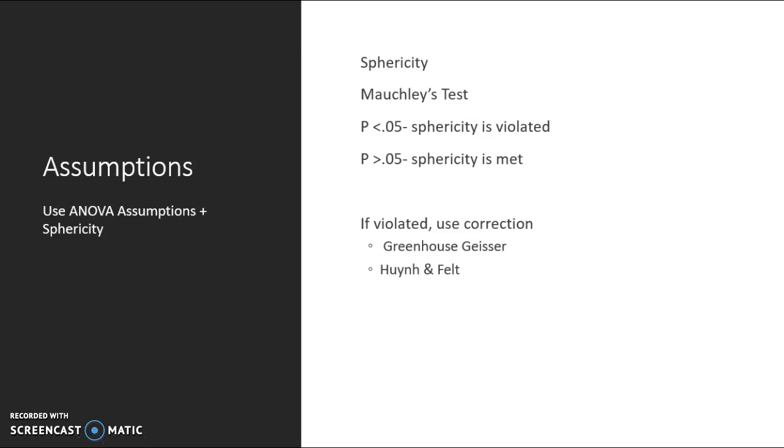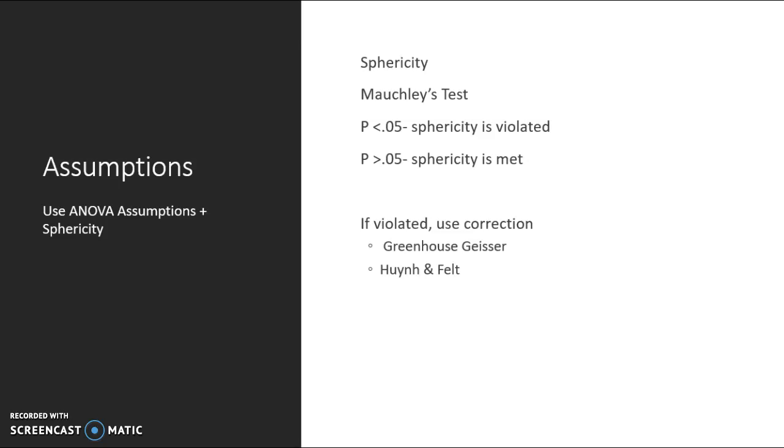So when we do the repeated measures ANOVA, we are going to use the same assumptions as a regular ANOVA. For the assumption of independence, you will usually have a violation just because you're using the same participants over and over. We also measure something called sphericity. That is a correlation across conditions. It assumes that the correlation across conditions is going to be the same.